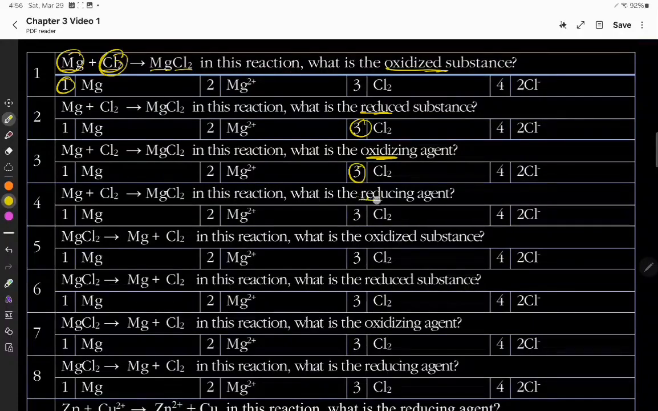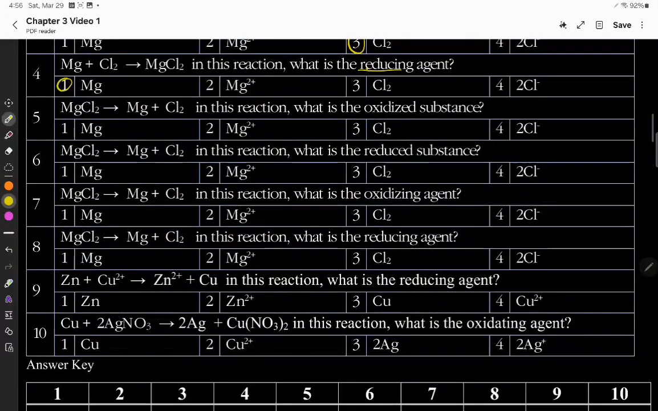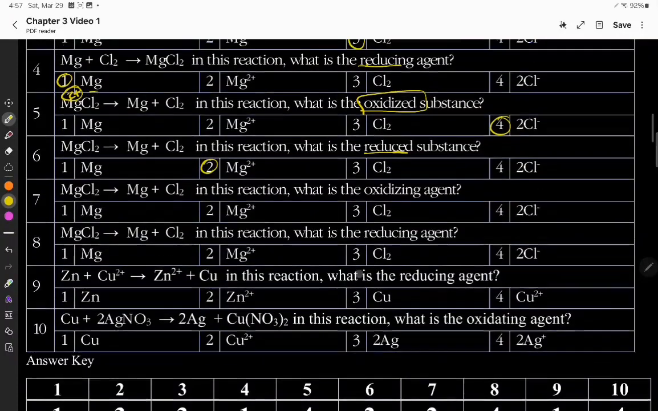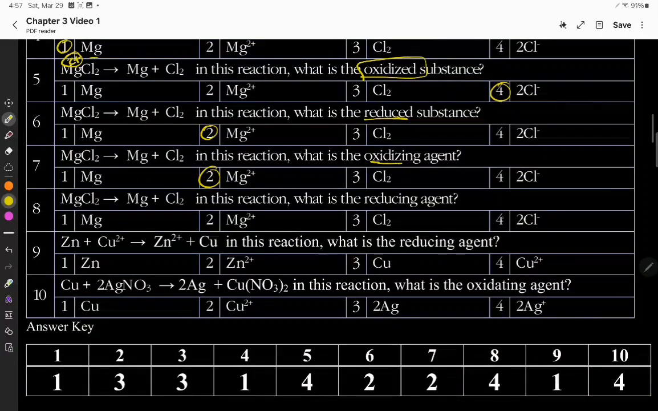What is the reducing agent? Will be magnesium. If the equation is reversed, then it will be reversed, because magnesium here is 2 positive, chlorine negative. From magnesium 2 positive to 0, what happened to it? Reduction. Here it says what is the substance which is oxidized. Here we have chlorine negative, number 4, the oxidized substance. And the reduced substance will be Mg 2 positive. The oxidizing agent will be Mg 2 positive. The reducing agent will be 2Cl negative.